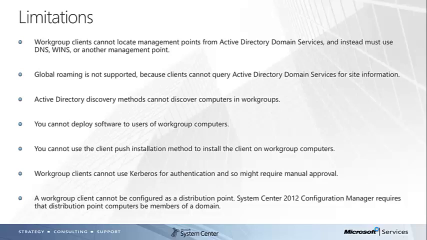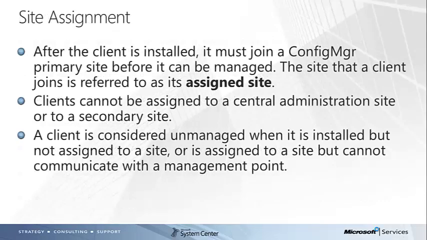The default setting only allows automatic approval of domain clients, not workgroup clients. So you need to either change that setting or approve each and every workgroup client manually. A workgroup client cannot be configured as a distribution point, because the requirement for the distribution point role installation is a domain-joined machine.